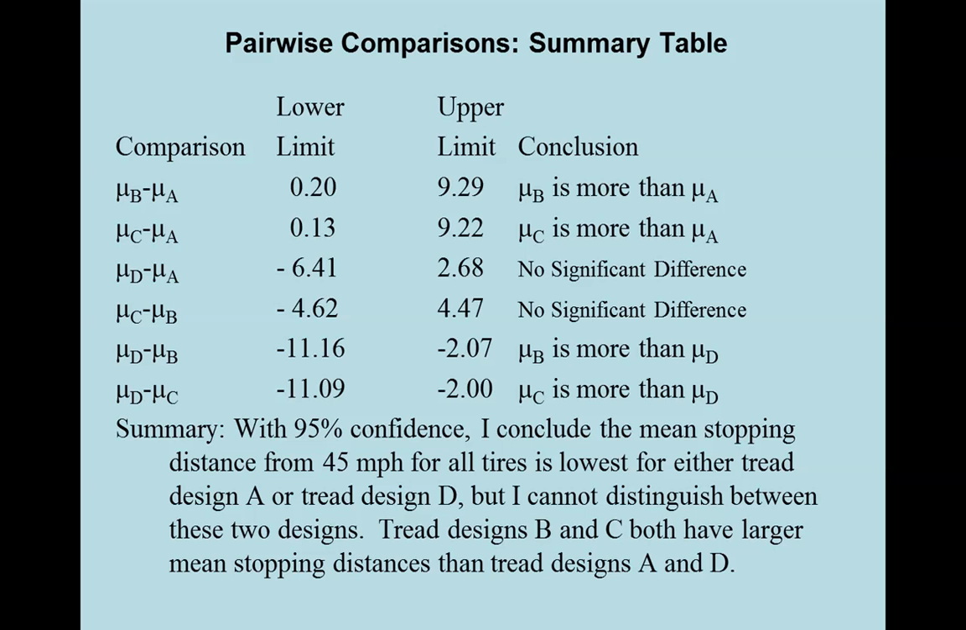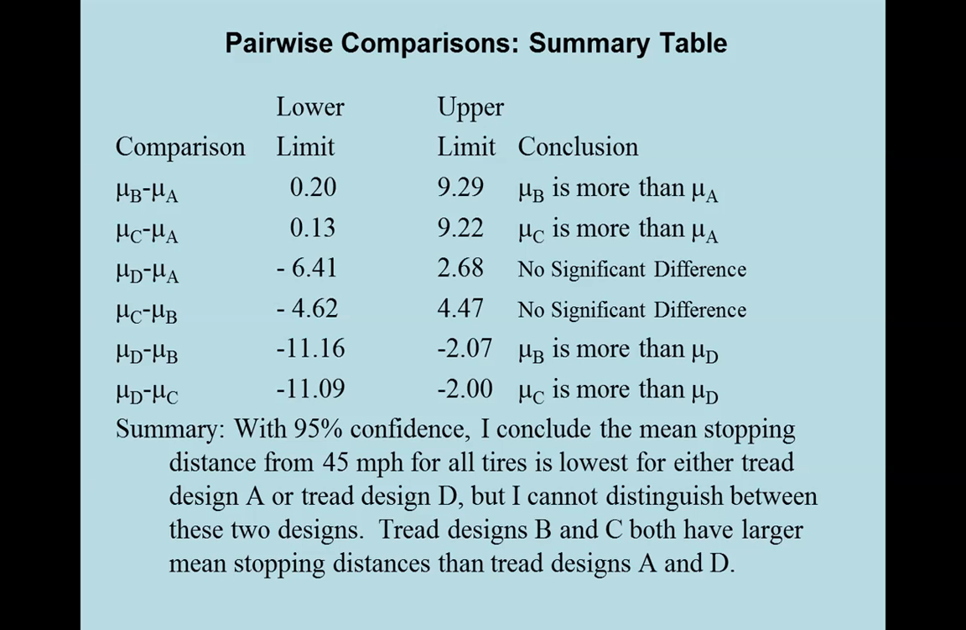The next line is mu sub d minus mu sub b, and now I've got two negative numbers, negative 11.16 to negative 2.07. Both are negative. So now what that tells me is that the second value, mu sub b, is larger than the first value, mu sub d. So I'm going to say the mean stopping distance for tread design B is more than the mean stopping distance for tread design D. And then the last line, mu sub d minus mu sub c, has negative to negative, negative 11.09 to negative 2. So again, I can conclude the second mean, mu sub c, is larger than the first mean, mu sub d.